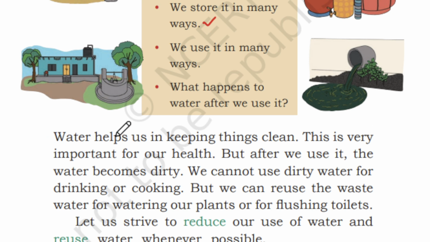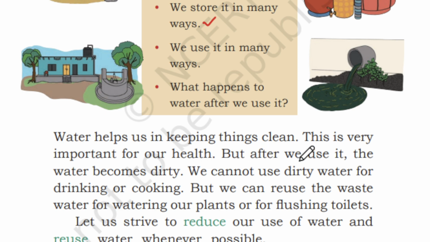It is very important for your health also. Yes, we are drinking water and we are using it for cooking, right? So it is very important for our health. But after we use it, the water becomes dirty. Correct. When we drink water, what happens? We pee and we pass out the dirty water. And when we wash our dress, we will squeeze out all the dirty water.